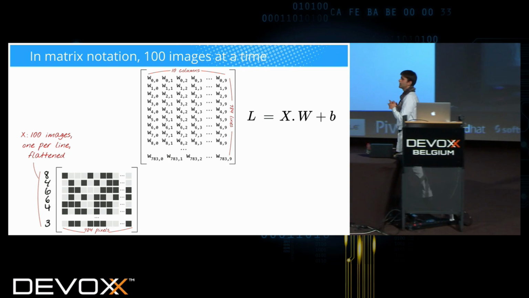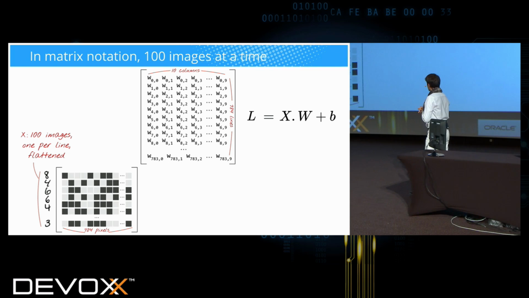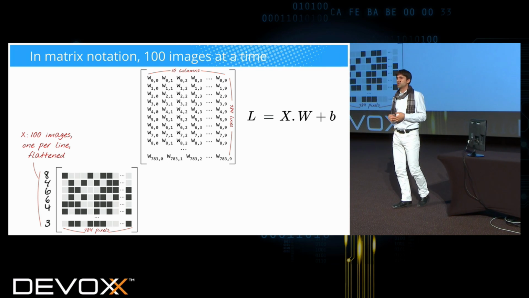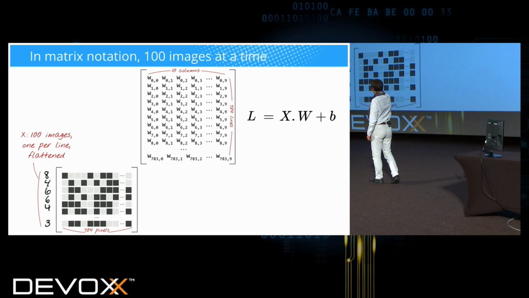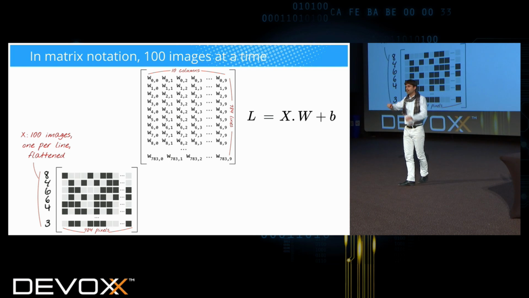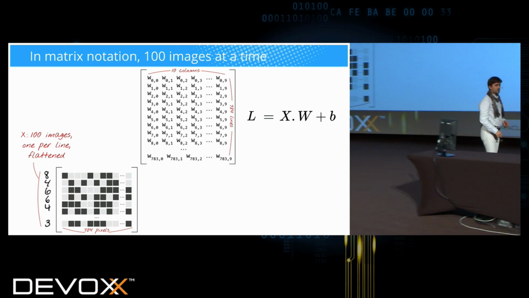But actually, I'll do something slightly more. Let me formalize this not just for one image, but immediately for a batch of 100 images. So down there, I have a matrix with my 100 images. There is one image per line, all the pixels flattened in one line, okay? And on the top there, I have my weights matrix.